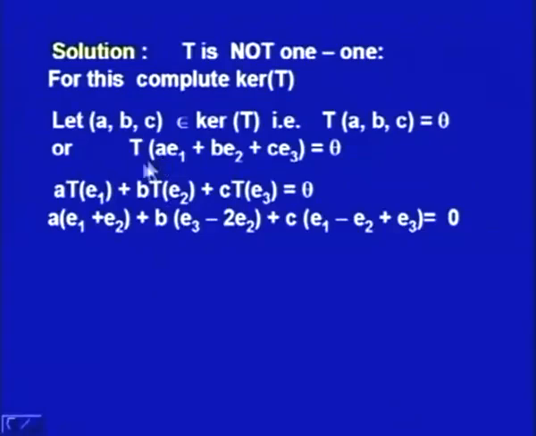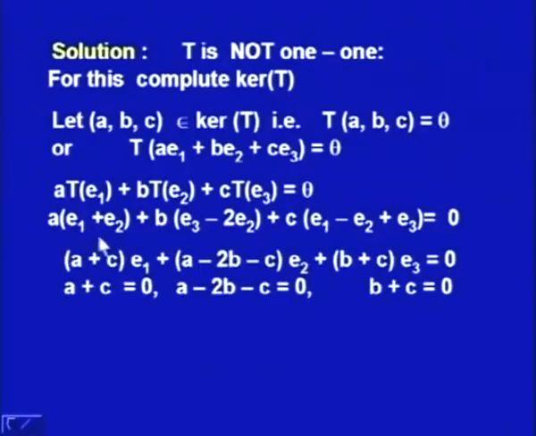So we can write it as A times T of E1 plus B times T of E2 plus C times T of E3 is equal to theta, and then we will make use of the definitions of T1, T2, T3 that have been given to us. We write down A times (E1 plus E2), that is the value for T1, plus B times (E3 minus 2 E2), the expression for T2, plus C times T3, that is (E1 minus E2 plus E3), and this is equal to 0.